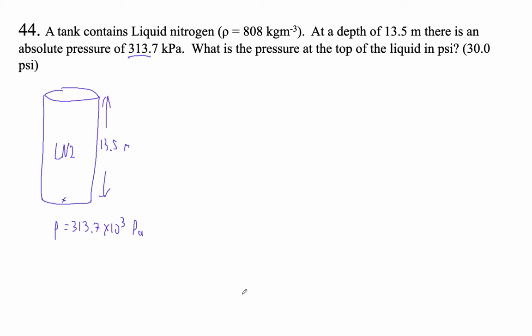Okay, so what is the pressure at the top of the liquid? I think we can do that. That's not too hard, right? Okay, so pressure is the pressure at the top of the liquid plus rho g d, right? We know that the absolute pressure is 313.7 times 10 to the third pascals, right? And we're solving for this pressure, which is not at the top of the liquid, right? That is not an atmosphere. It's more than an atmosphere, possibly, right?